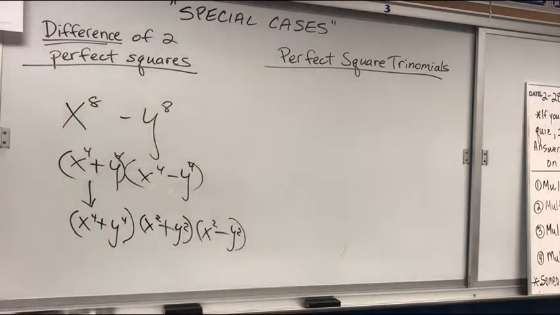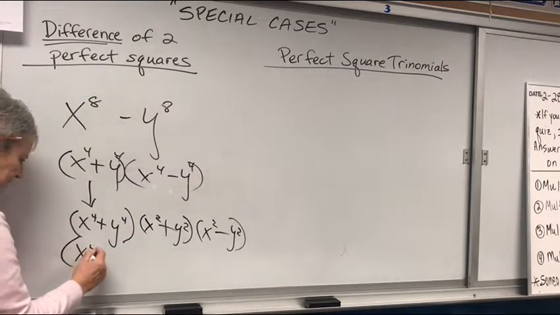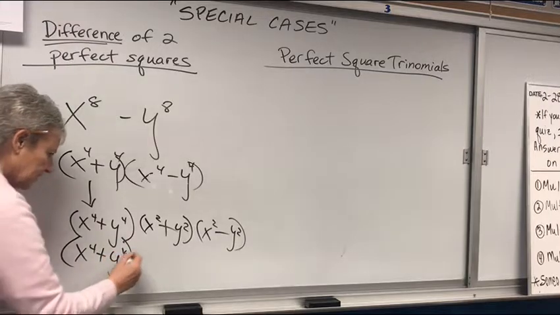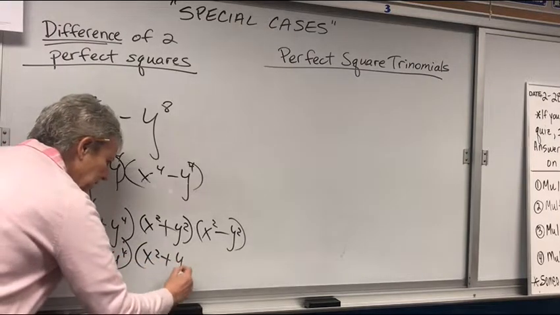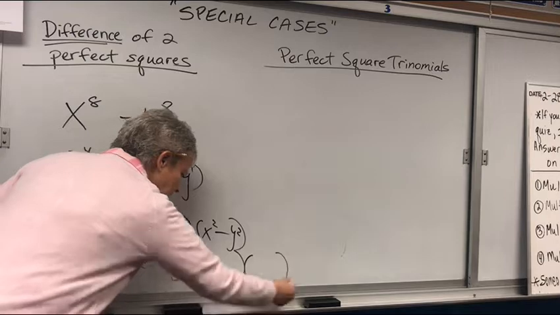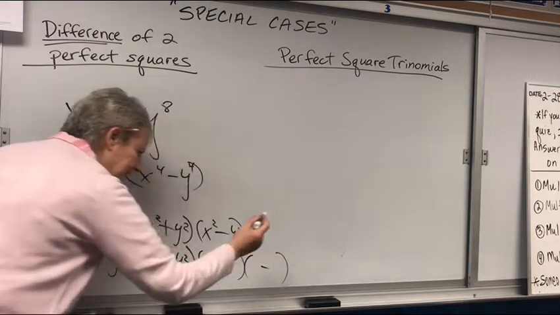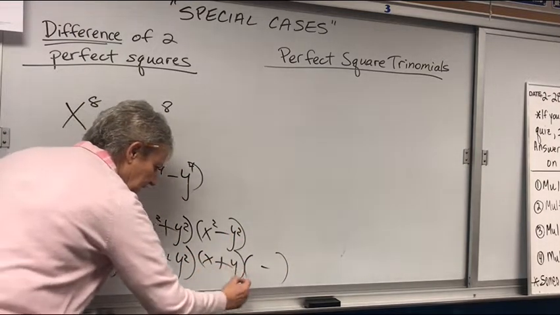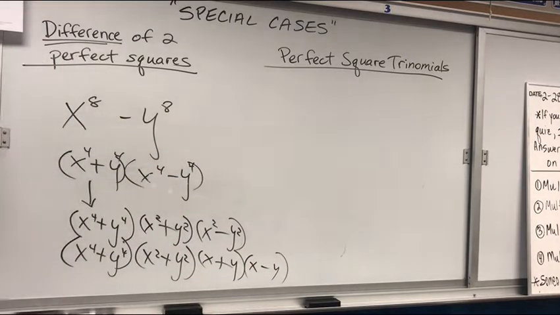Oh, got another one. X to the 4th plus y to the 4th. X squared plus y squared. One's plus, one's minus. Don't stop until you have no perfect squares. So you just have to keep going.